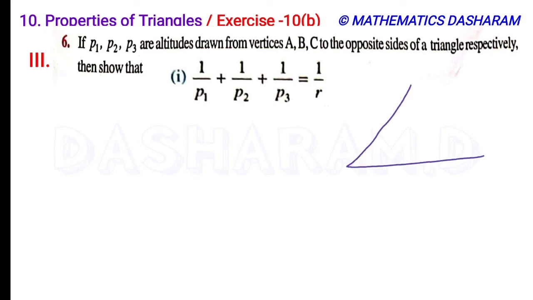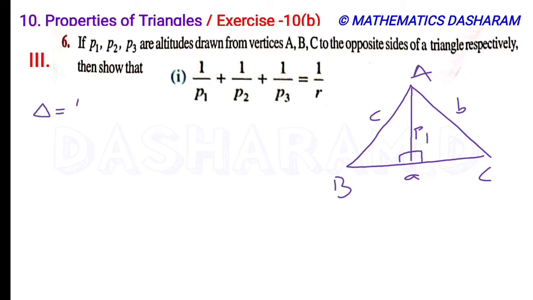So let's draw a triangle ABC. In this triangle ABC, the side opposite vertex A is small a, then small b, and here is small c. Now from the vertex A, draw one altitude, that is P1. Then the area of a triangle, denoted by delta, equals 1 by 2 into base. The base is BC, that is a, and the height, the altitude, is P1.